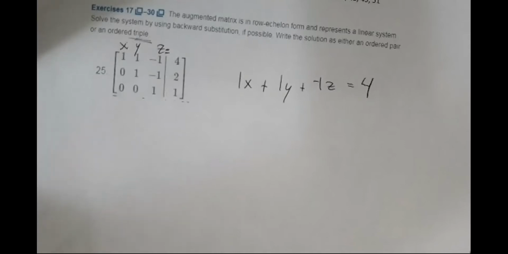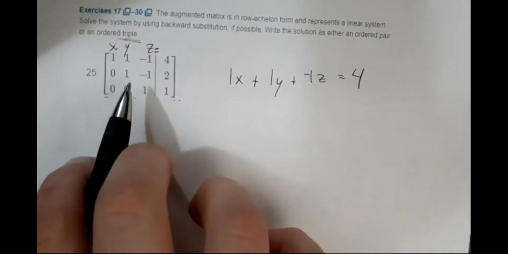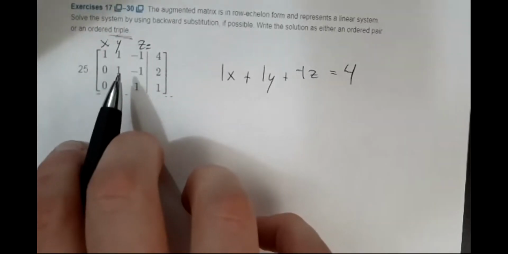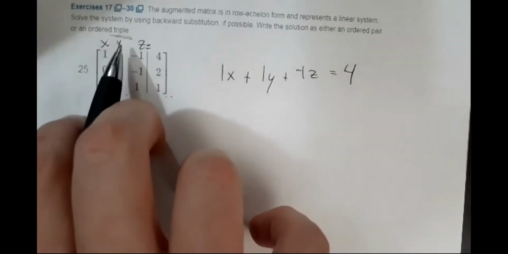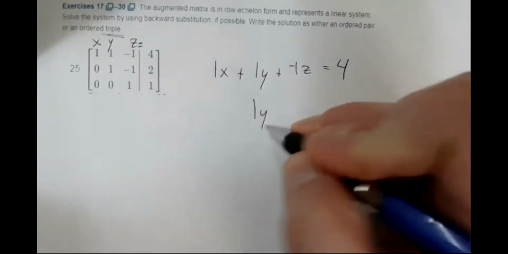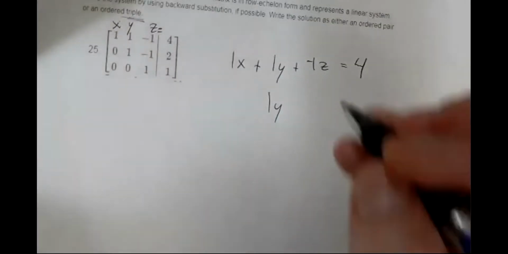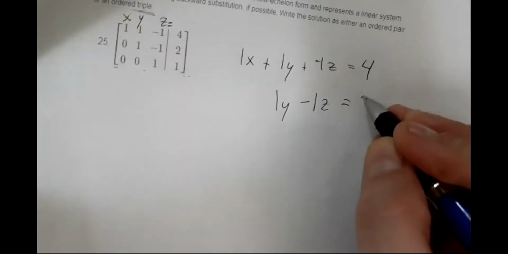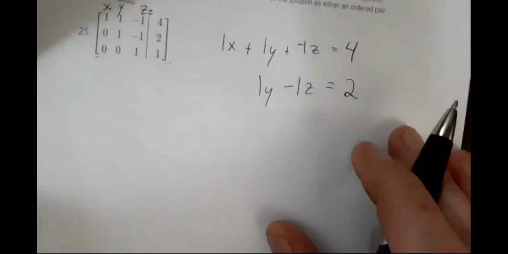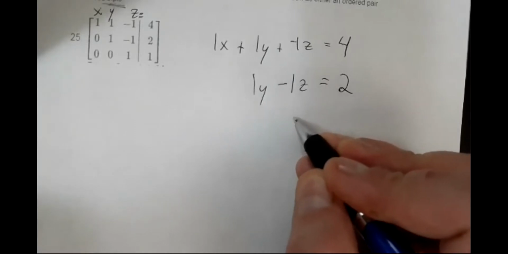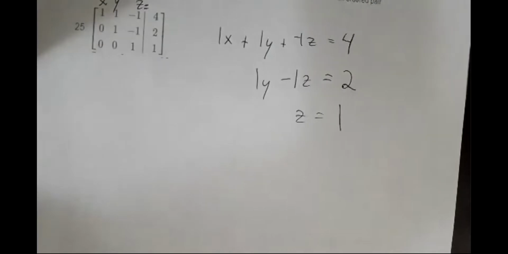So do you do that for the other ones? Yeah, so we're going to do the next one. So what does the next one say? Oh, so we're not doing x. Okay, so it's 1y plus minus 1z equals 2. Yeah, that's it. And the last thing says what? 1z equals 1. Yeah, so 1z equals 1. That's it.